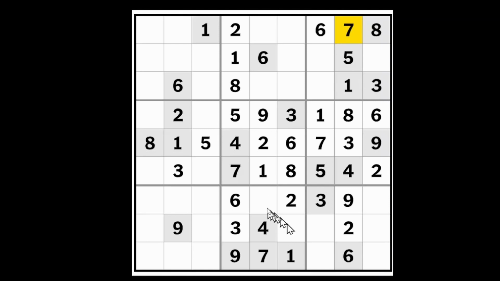A 5 and an 8 needs to be found for these two cells, and there's an 8 already here. Therefore, this cell must be a 5, and this must be an 8. I think we can find an easy 3 because of the 3 here, here, and here. The 3 must go in this cell. And the last digit here is going to be a 5.